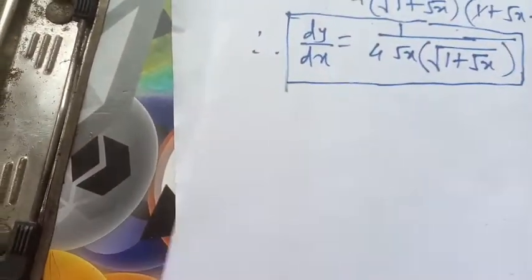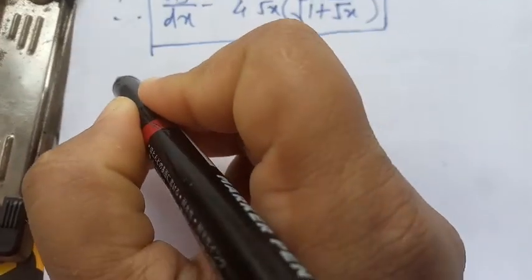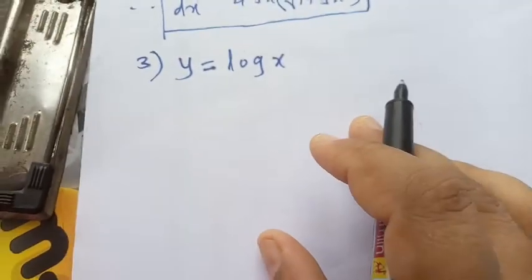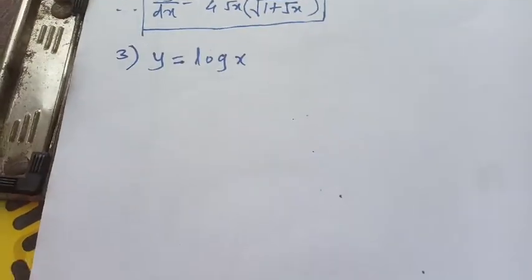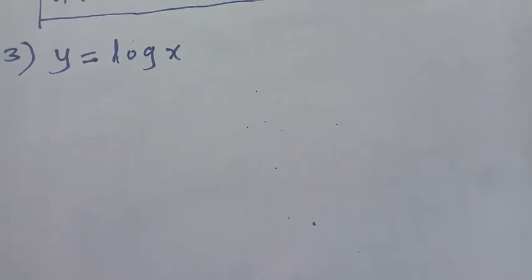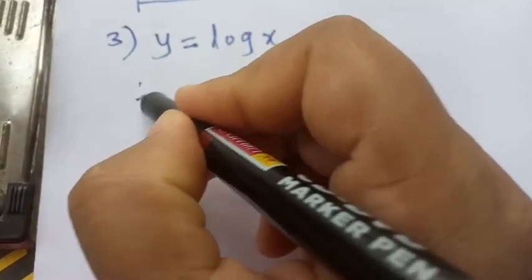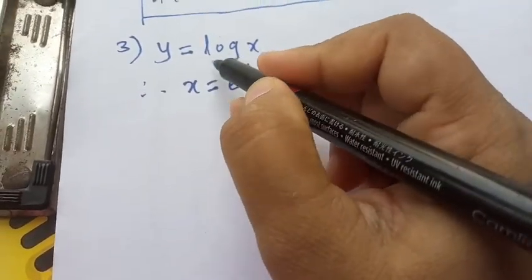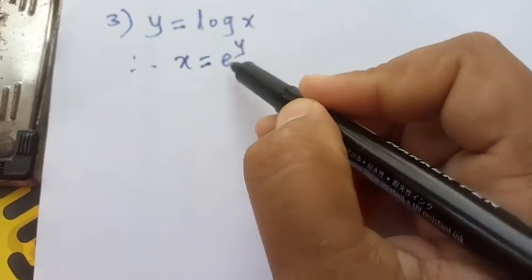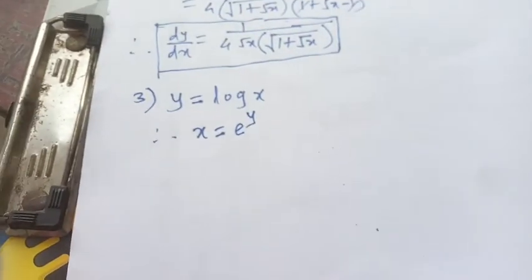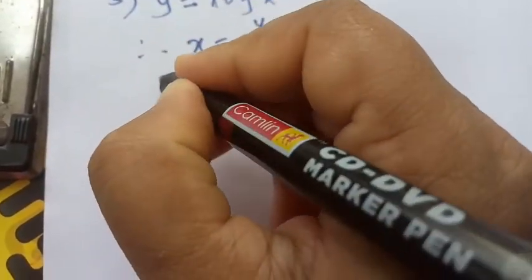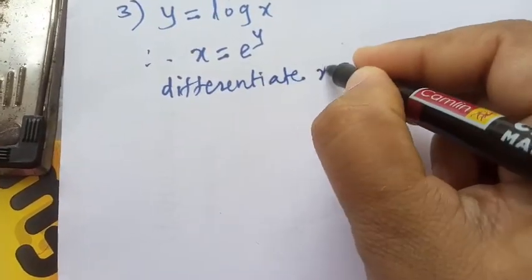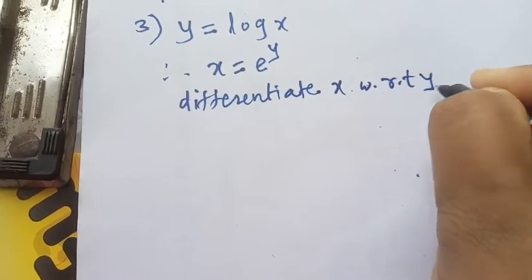Now let us see third example. y is equal to log of x. Now y is a function which is given in x, so we have to write this value in x. Therefore x is equal to e raised to y, or after shifting this log to left hand side we will get e raised to y. Therefore differentiate this x with respect to y.